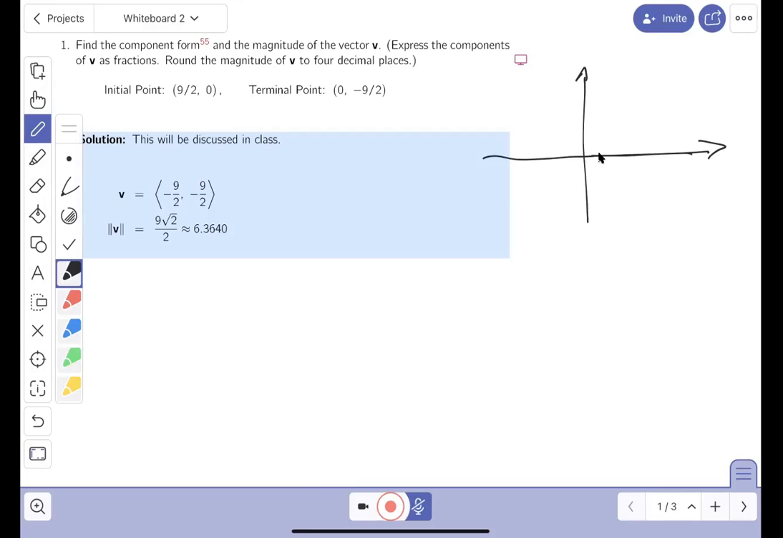And I've got 2 points. The first point, 9/2, comma 0. I'm going to say that's over here somewhere. And then there's a terminal point, which is 0, minus 9/2. I want to tell you what this vector looks like. Initial, and then it stops at the terminal point. It looks like this. Now, what we have to do is take this vector here and move it to the origin.